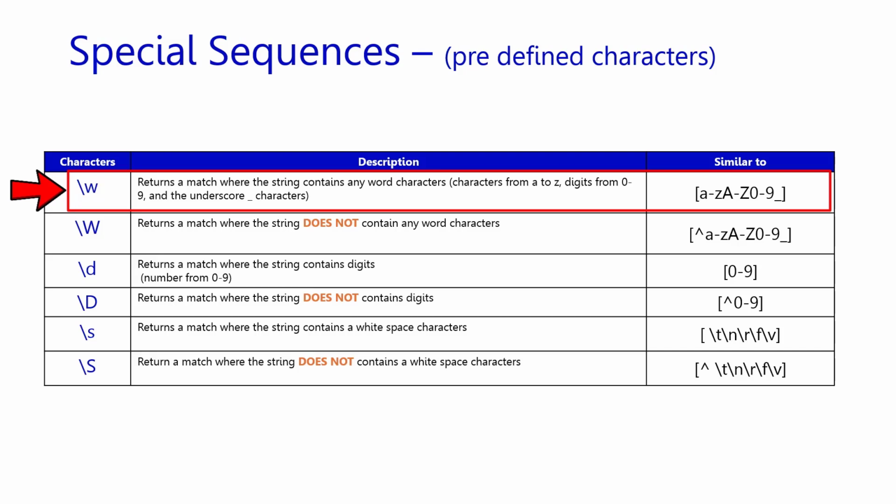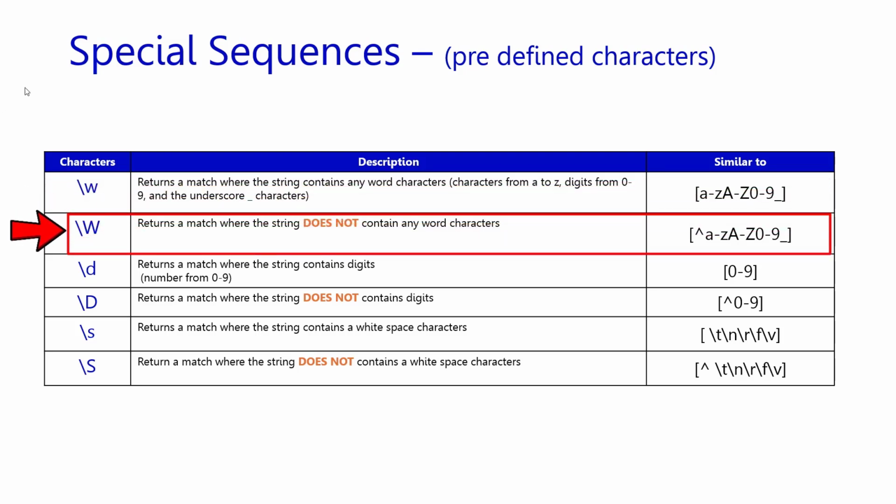\w is also known as the word character. It will match any character from the alphabet, A to Z, capital A to Z, numbers from 0 to 9, and even the underscore. But it won't match spaces. So basically, it is very similar to a character class of a to z, capital A to Z, 0 to 9, and underscore.